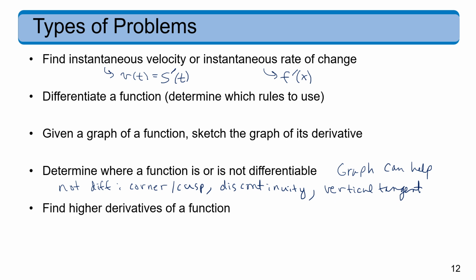And then we had finding higher derivatives, so like a second derivative or a third derivative and so on. So it just means that you continually keep taking the derivative. So start with f, that would be given to you. Find f prime as usual. And then if you take the derivative of f prime, you now have f double prime. And you can keep going for higher derivatives.